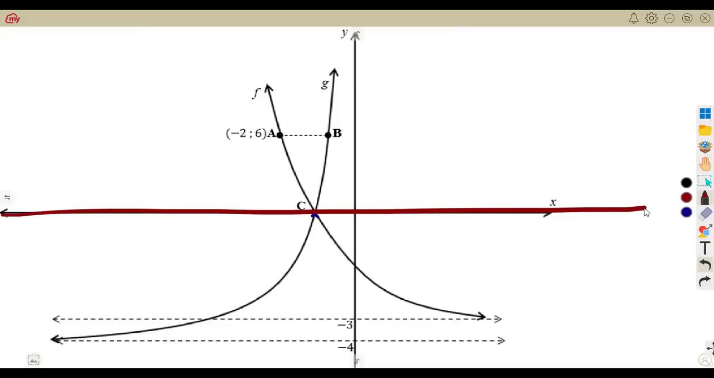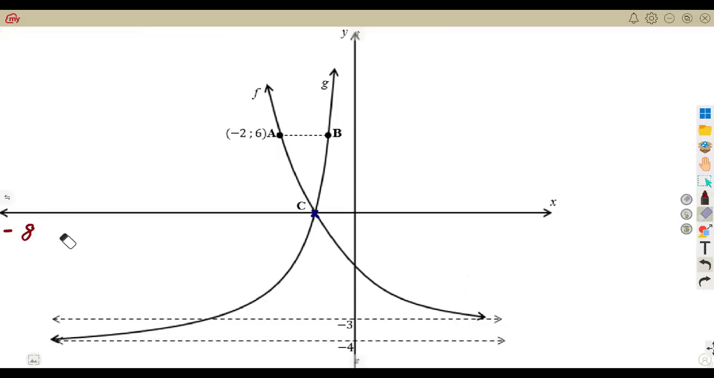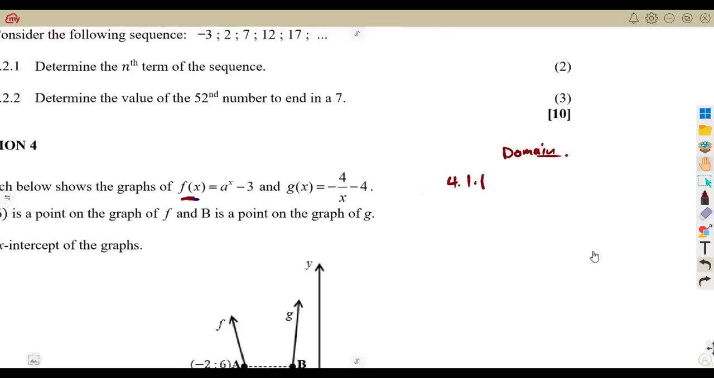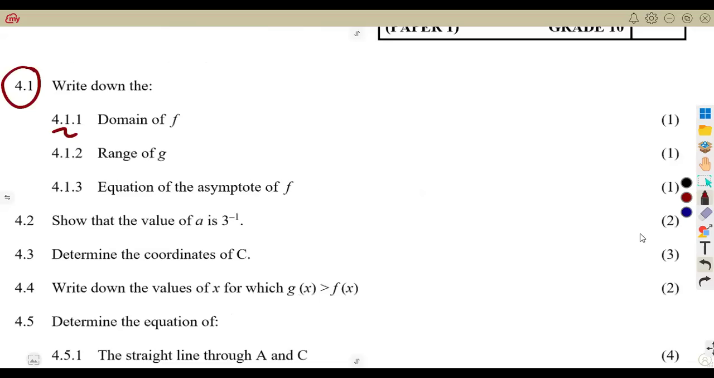The x values, guys, can be taken from negative infinity up to positive infinity. Not affected. It is y which is affected, in that it cannot reach minus 3. It's an asymptote there. But x is not affected. x can be any value, any element of the real numbers. As long as it is a real number, we can have it as our answer. So that's the domain of f.